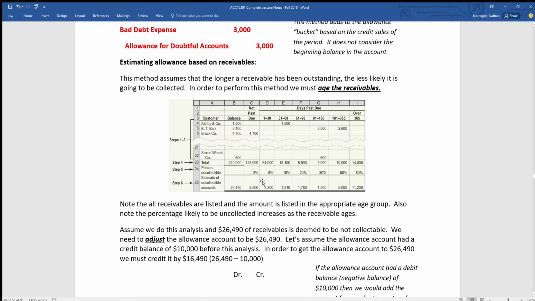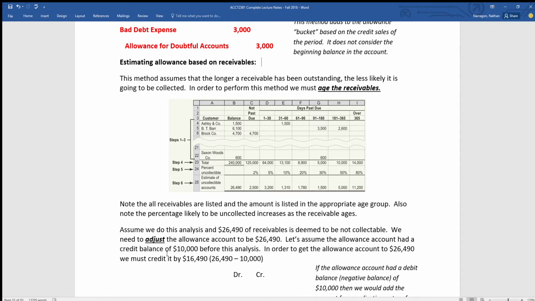So when we finally do all of our percentages, we add them all together, and this is going to be our estimated uncollectible amount due to the analysis of the receivables. This is more of a specific amount that we know is uncollected, because these things are going to get older and they're going to change their amounts. Because we know the specific amount, we need to do an adjustment.